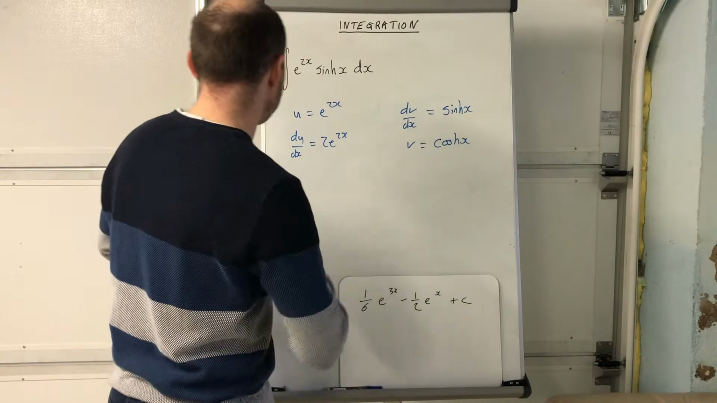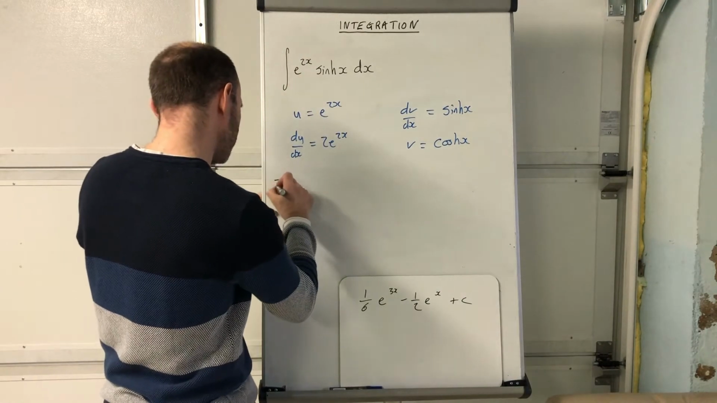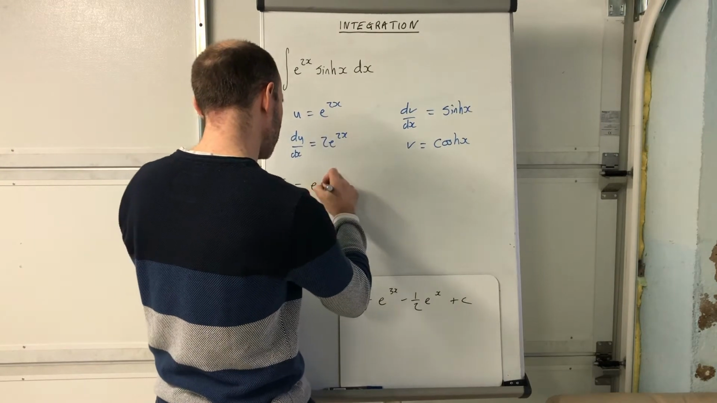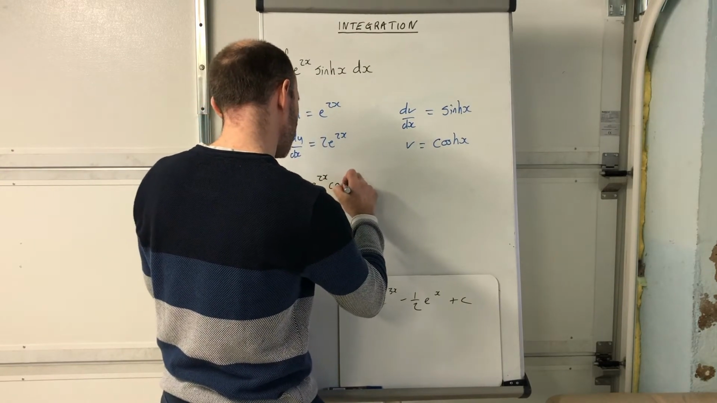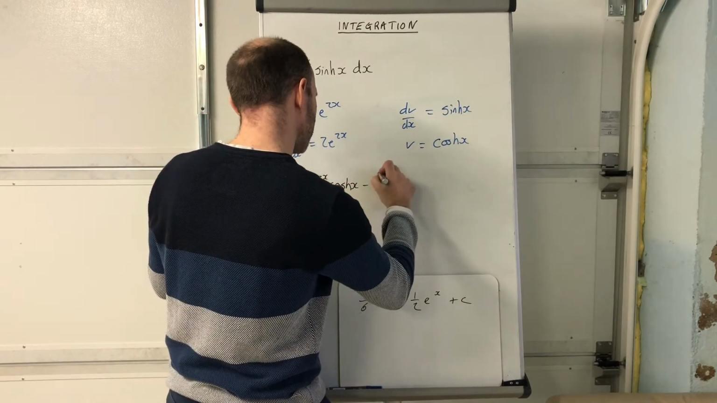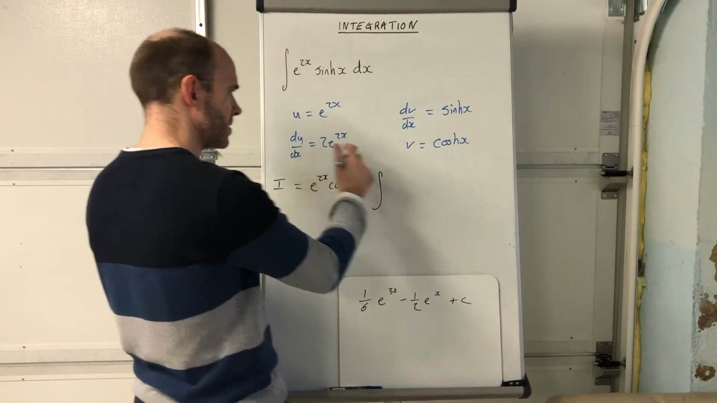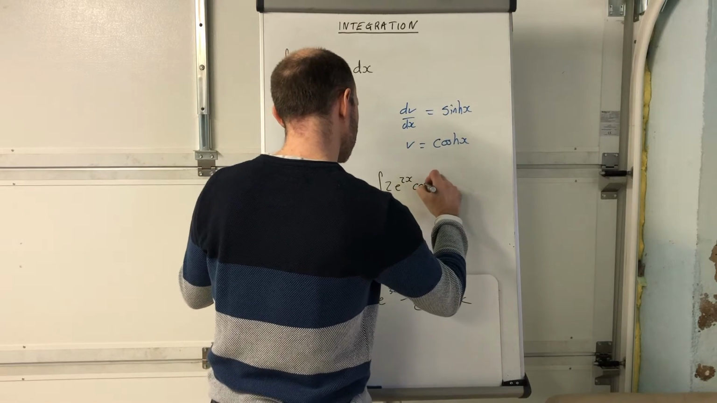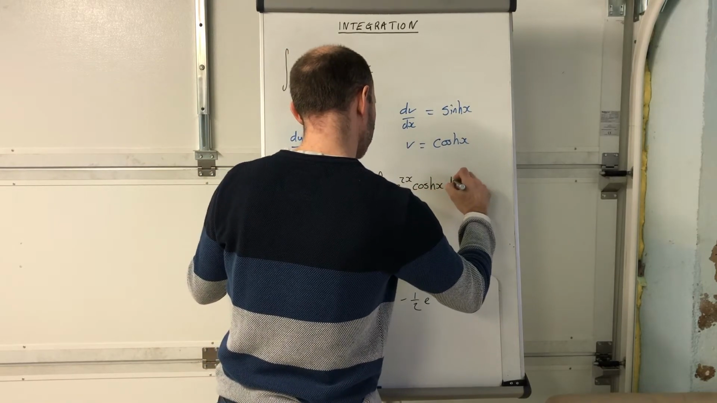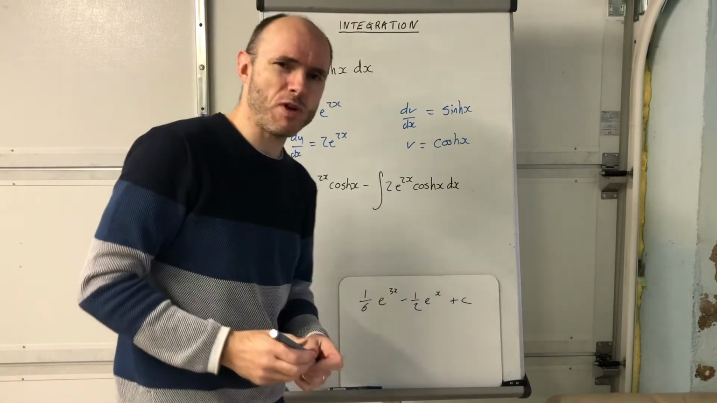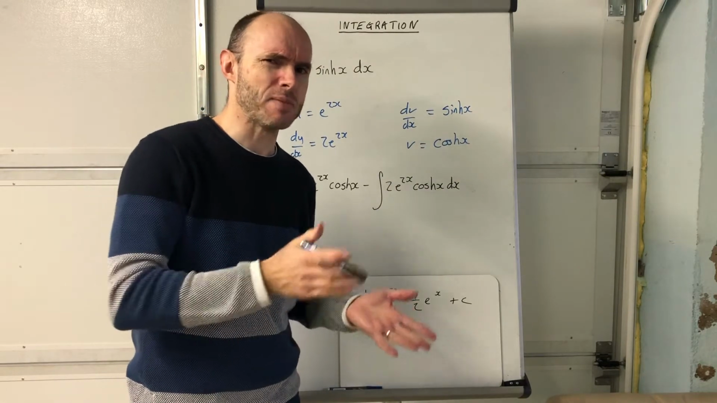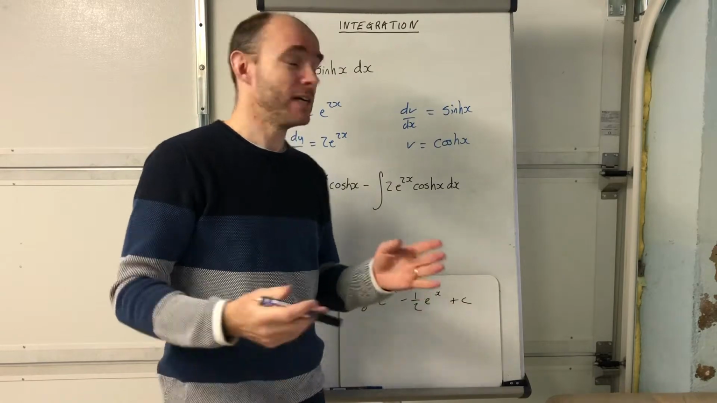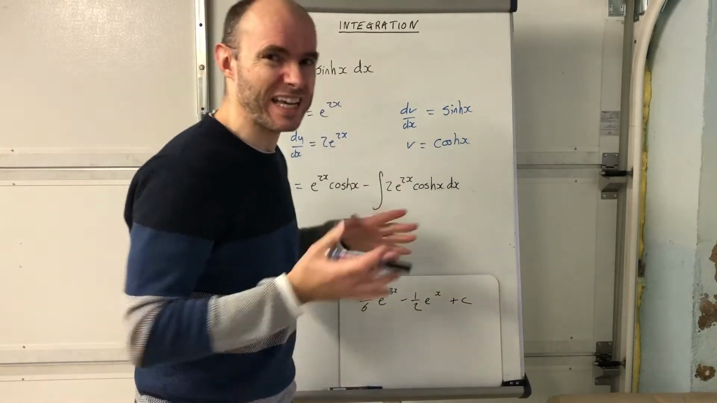Now, this integral here I'm going to call I, so the integral is going to be uv, so e to the 2x cosh x, subtract the integral of v du/dx, so 2e to the 2x cosh x dx. Okay. Now already you should be thinking this is actually a bit longer, isn't it, than the first method. Yes, it is longer, which is why turning this into exponentials is the best way to go.